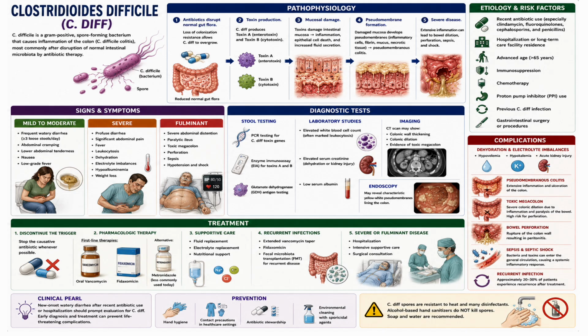Now, recurrent infections may require fecal microbiota transplantation. Basically, it's a fecal transplantation. You take another fecal sample with the good bacteria and we transplant it into the patient. I know it sounds gross, but it actually works pretty well. Major complications include pseudomembranous colitis, toxic megacolon, bowel perforation, sepsis, acute kidney injury, and recurrent infection. This can occur in approximately 20 to 30% of the patients.